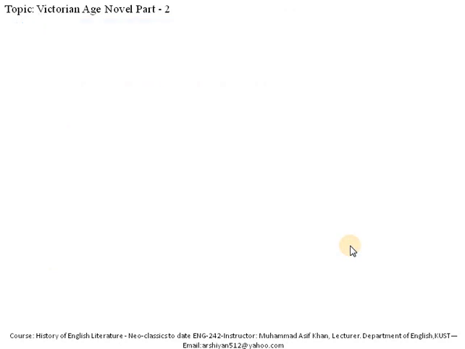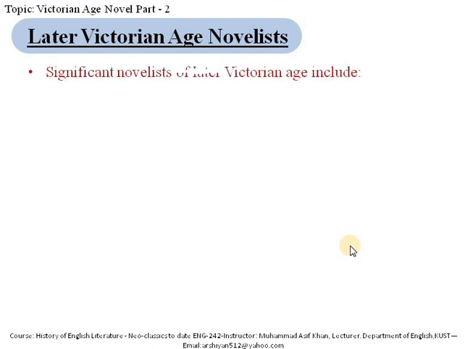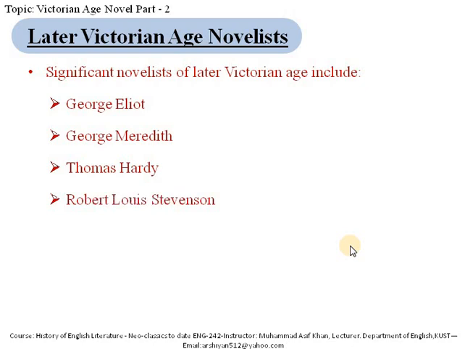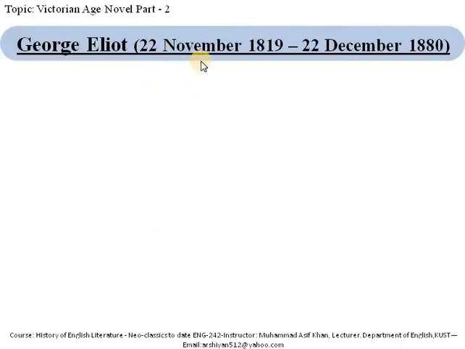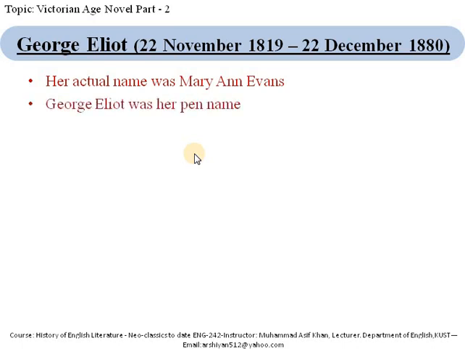The list of important novelists of the later Victorian age includes George Eliot, George Meredith, Thomas Hardy, Robert Louis Stevenson, and George Gissing. I am going to describe a few of the important novelists, and I will start with George Eliot. She was born on 22nd November 1819, and died on 22nd December 1880. Her actual name was Mary Ann Evans, but she was famous by her pen name, George Eliot.